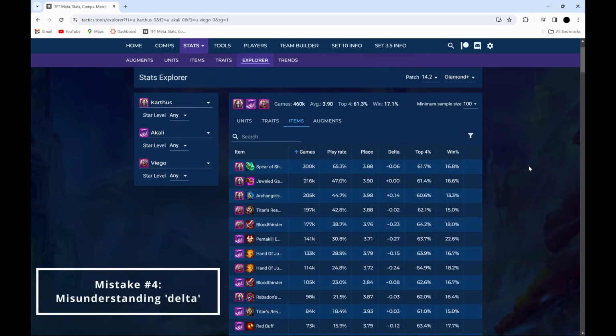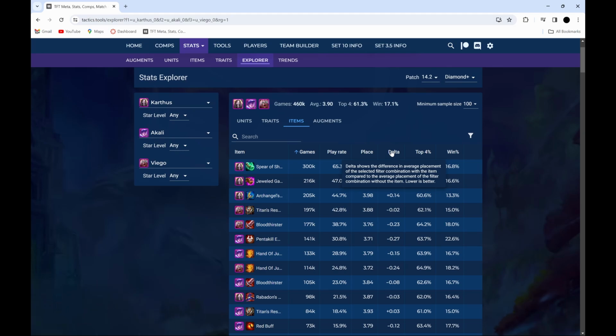The fourth mistake that many people make when using TACTICS.TOOLS is misunderstanding and misinterpreting what this delta value actually means. So again, delta refers to the difference in the average placement with and without a certain filter, with positive delta meaning worse than average, and negative delta meaning better than average. However, something confusing here is that having negative delta does not always mean that something is good.